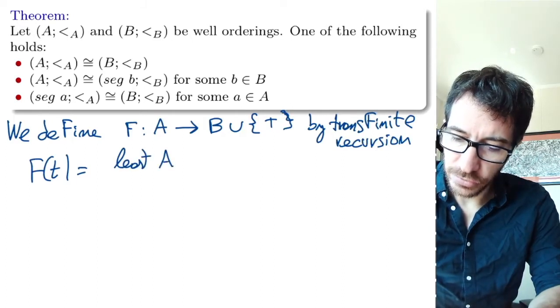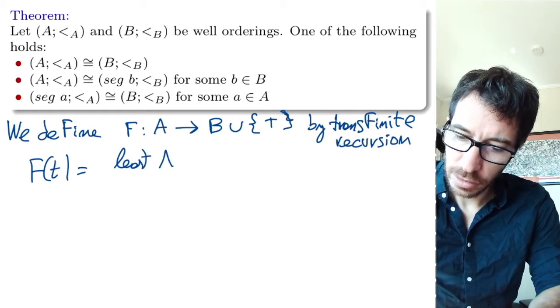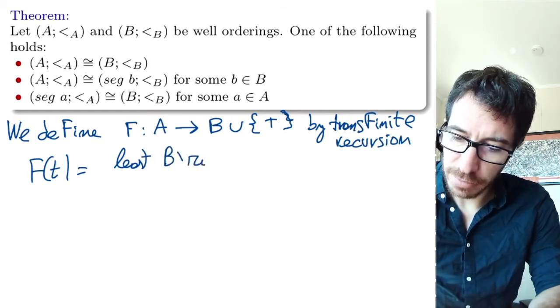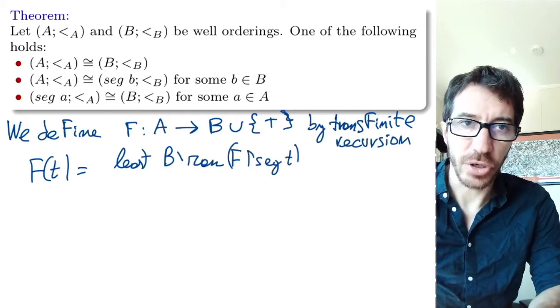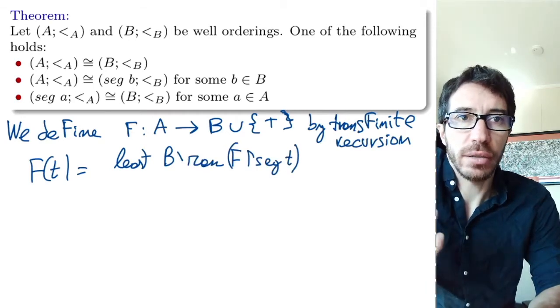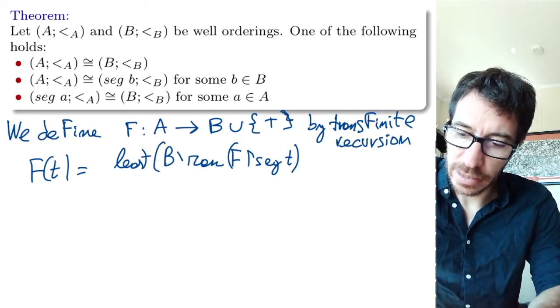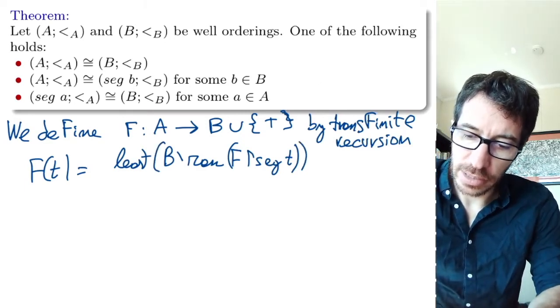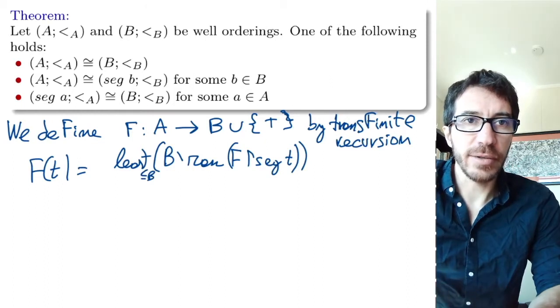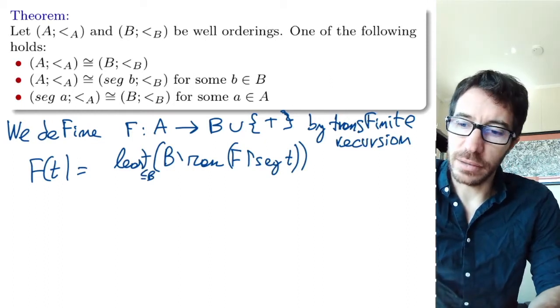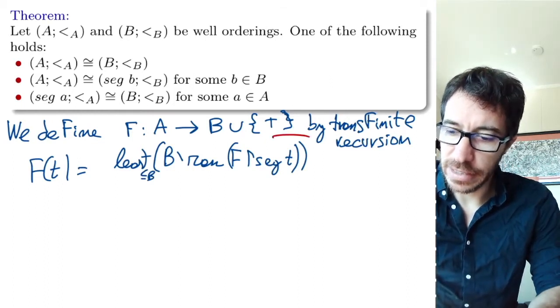element of B that has not been mapped yet. So that it doesn't belong to the range of f up to the segment of t. So it's not in the range so far for the elements below t. This is the least element according to B, right? This is the least according to B. And there has to be one. Well, there has to be one if that set is not empty.